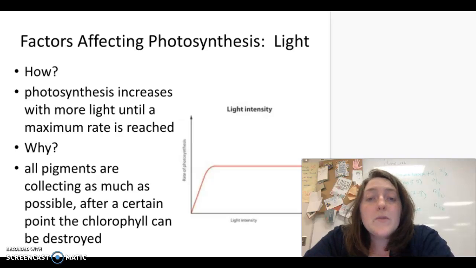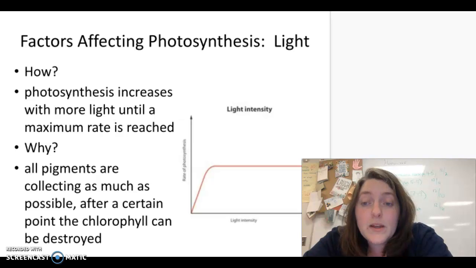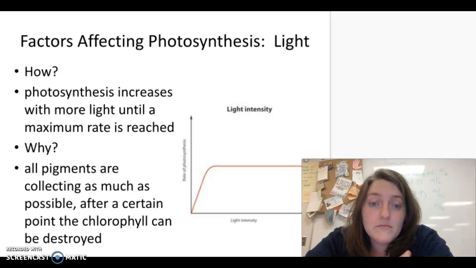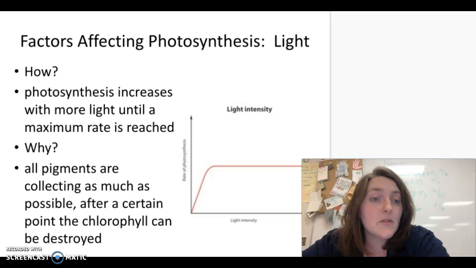But when there's more light, photosynthesis is going to increase. That's pretty obvious. If you have more access to one of the things you need, you'll be able to do more until you reach a maximum rate. So in this case, all of the pigments are busy after a certain point, and they can't do any more. So light will increase photosynthesis.